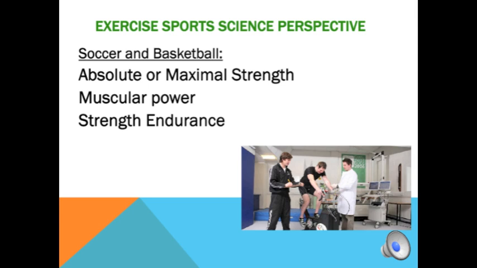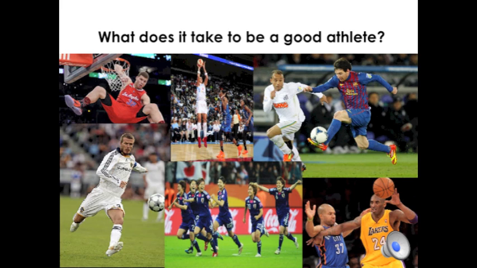From a sports science perspective, the training for each type of sport must develop strength, muscular endurance, and flexibility. Both basketball and soccer fall under the same criteria. So, in order, they would need absolute or maximal strength, muscular power, and strength endurance. What does it take to be a good athlete? Practice makes perfect. But to be a good athlete doesn't only mean to practice, it also takes time and effort.